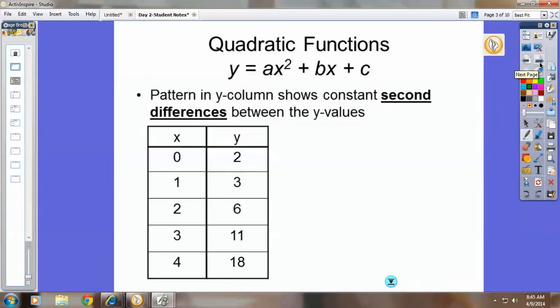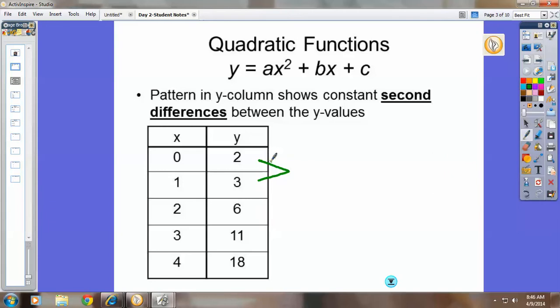Look at the next table. This next table is an example of a quadratic function. And in a quadratic function, the first difference is not the same. It's the second difference that is the same. Again, guys, please write these down as we go through them. So look at your first difference.